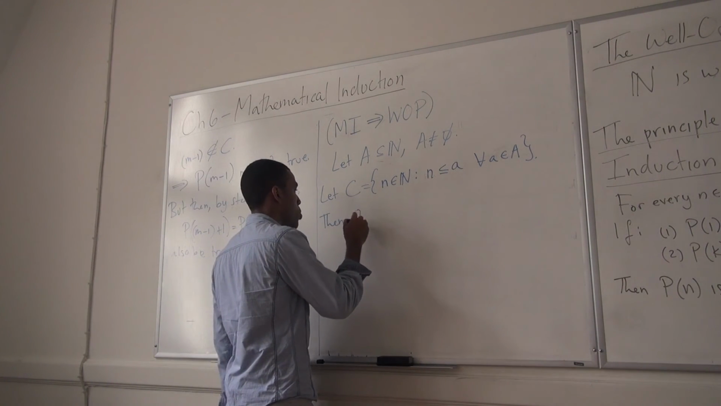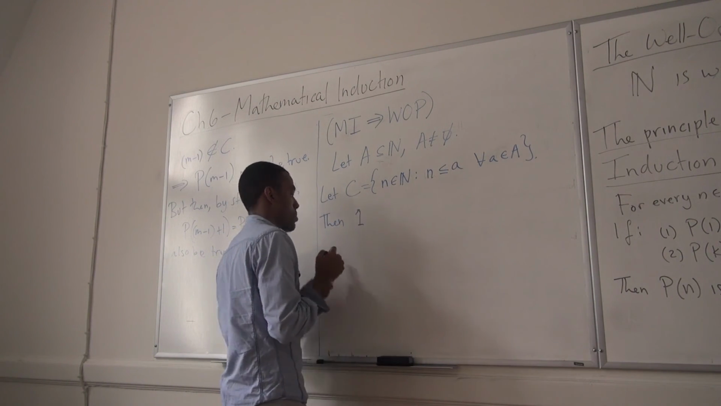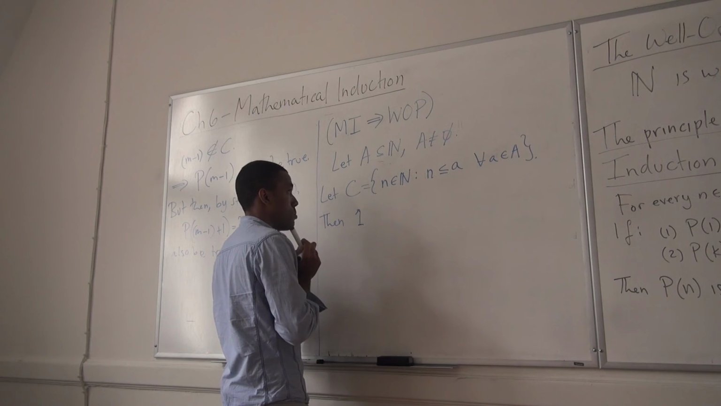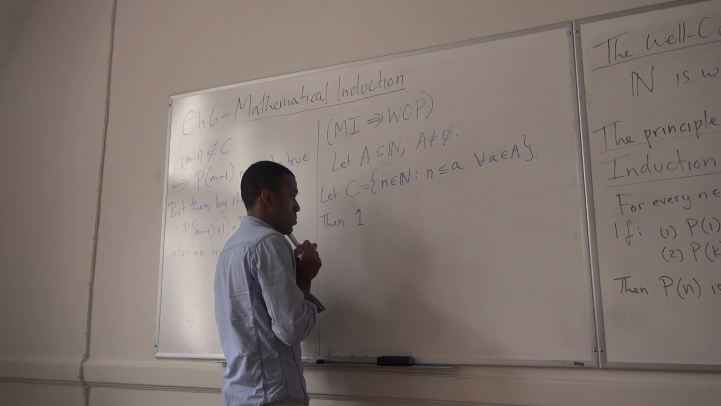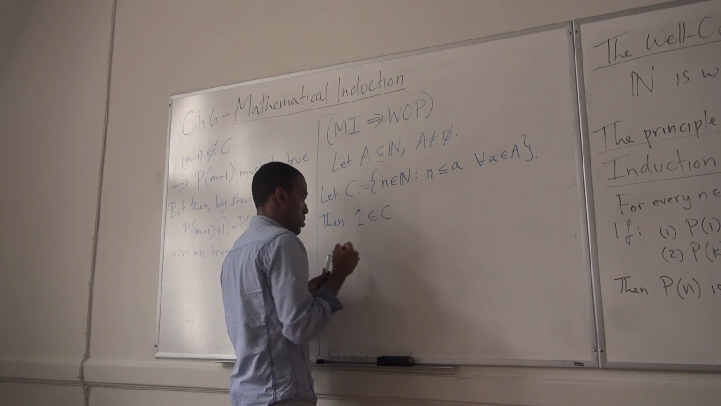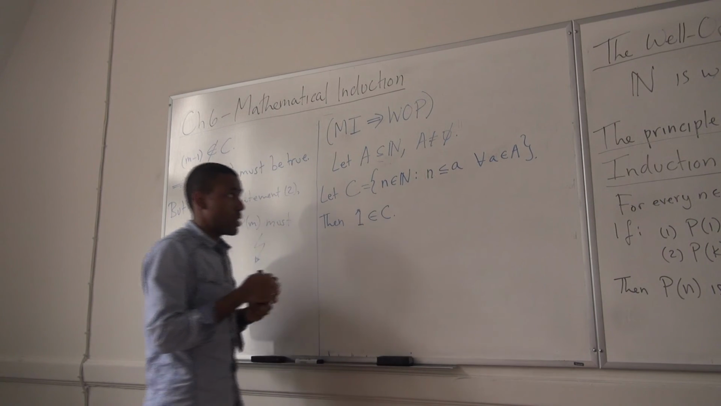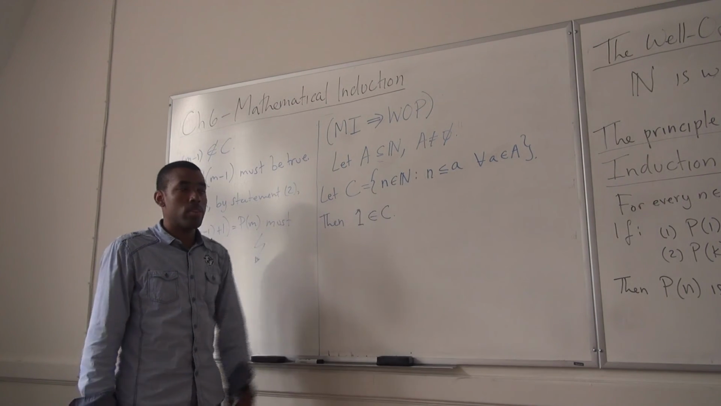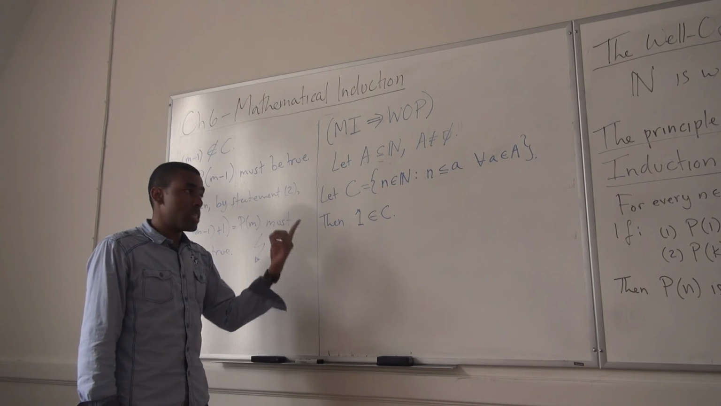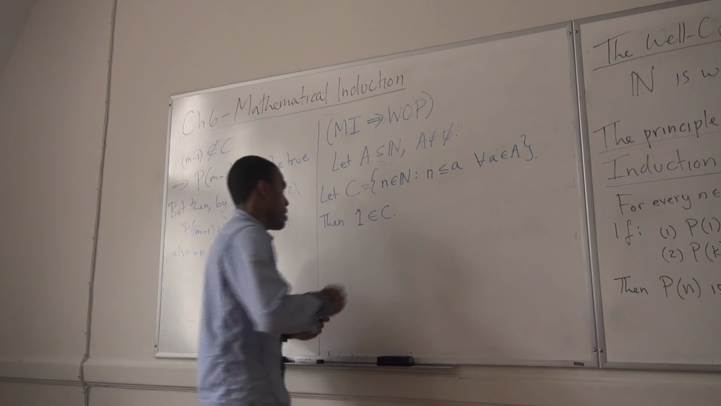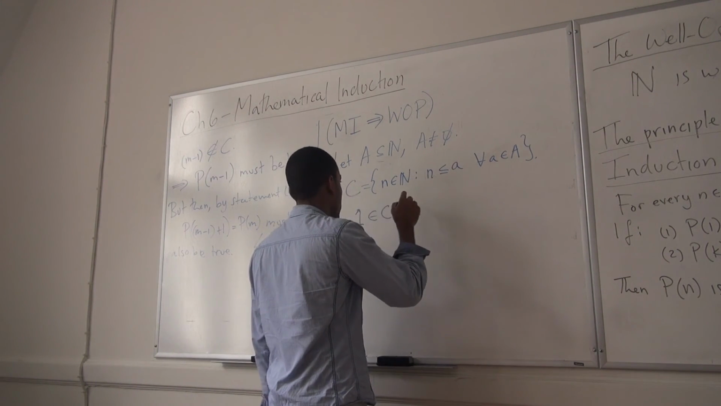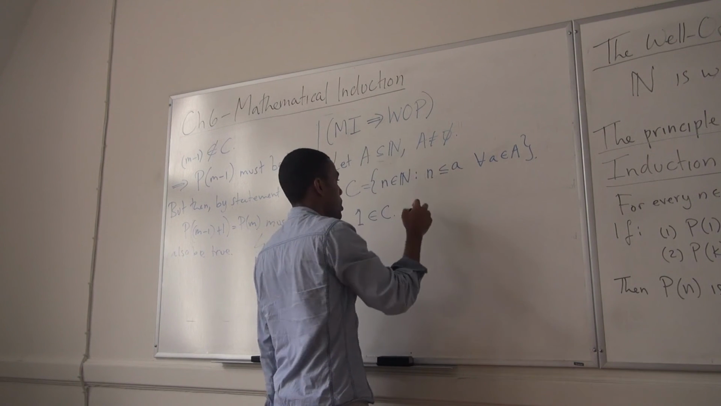What can we say about the number 1? Is 1 in C? It has to be in C, right? So note that 1 is in C, because 1 is, of course, less than or equal to every natural number. So I know C is not empty. And here's where it gets tricky, which is where we actually use mathematical induction.